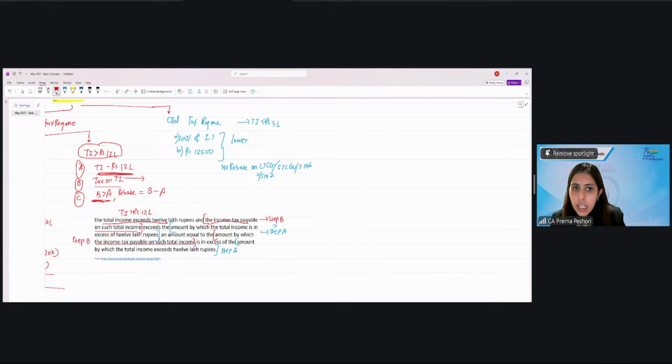Yes. Then what is my rebate? An amount equal to, so my rebate is equal to the amount by which the income tax payable on such total income, which is B, right? Income tax payable on the total income is in excess of, which is minus, the amount by which the total income exceeds the 12 lakh. Total income exceeding the 12 lakh is A. So it is essentially B minus A.